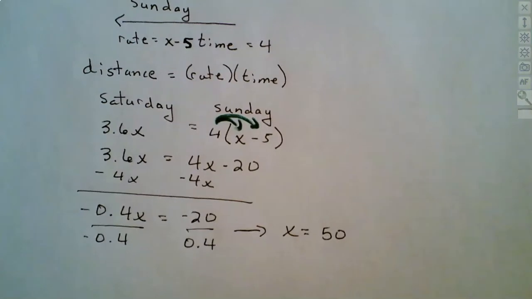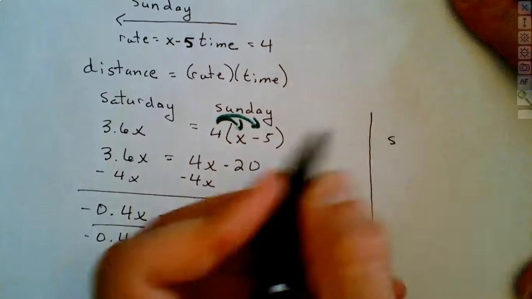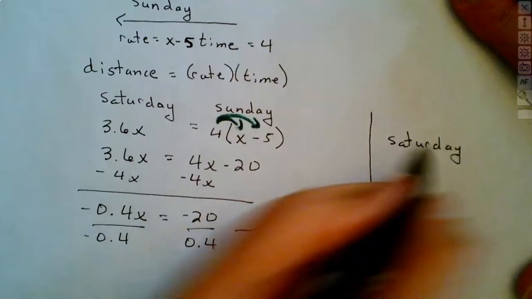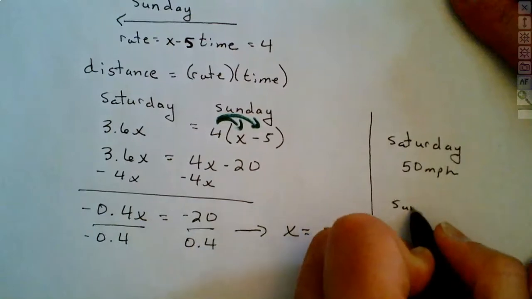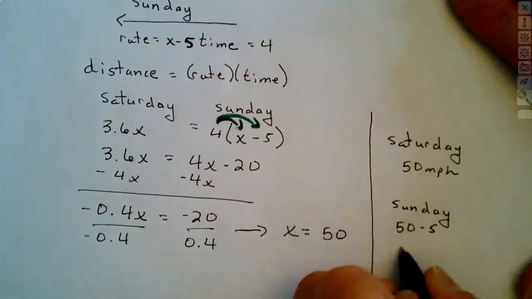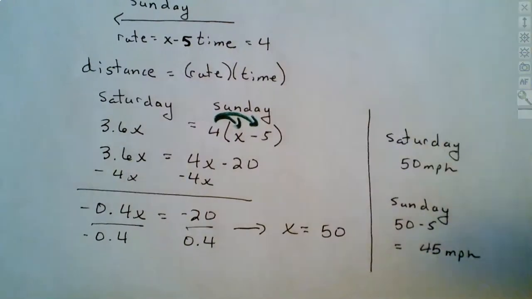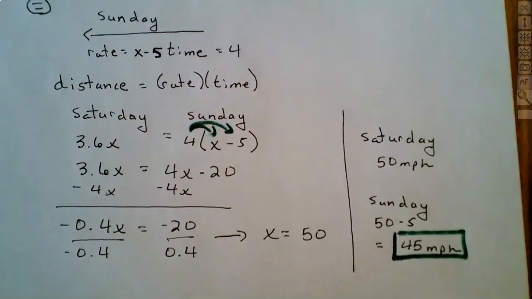What does the question want? It says, what was her average rate on Sunday? So make sure we answer the question. So Saturday's rate of speed was x. And so Saturday's rate of speed was 50 miles per hour. But we don't want that. We want the Sunday one. And what about Sunday? Well, Sunday was 50 minus 5 because it's slower. So that makes it then 45 miles per hour. So she traveled at 45 miles per hour on Sunday. And that's going to answer that question.